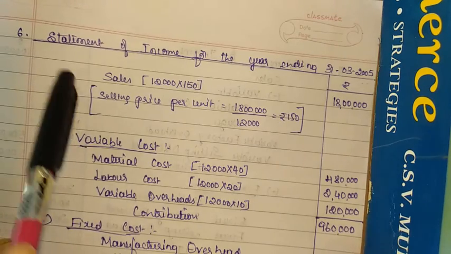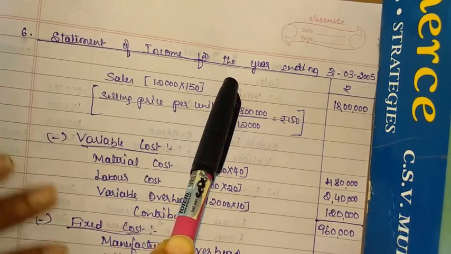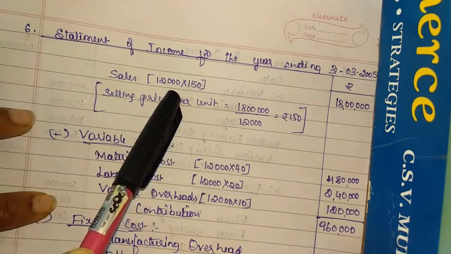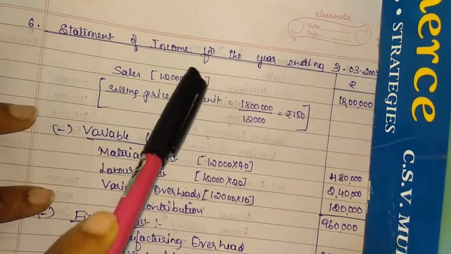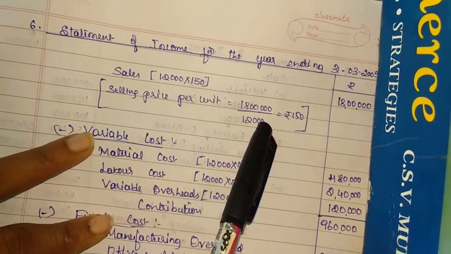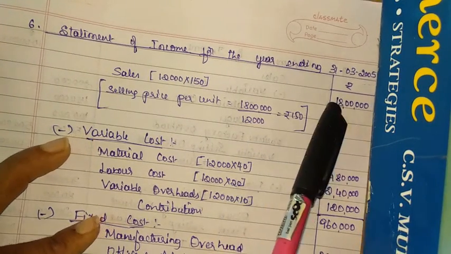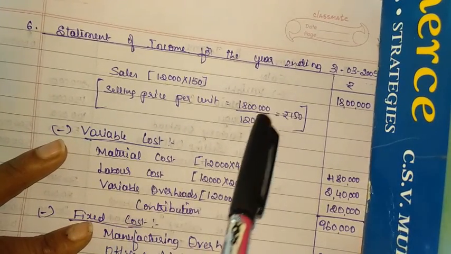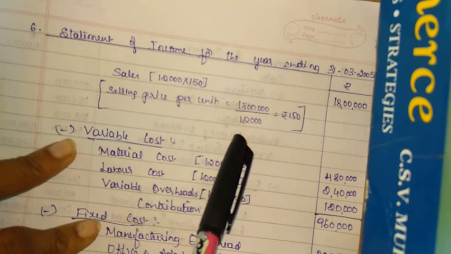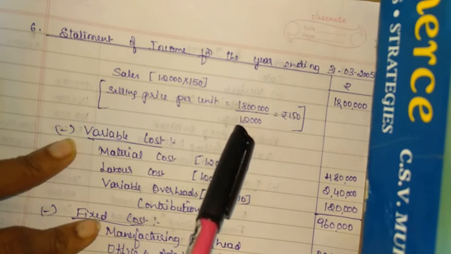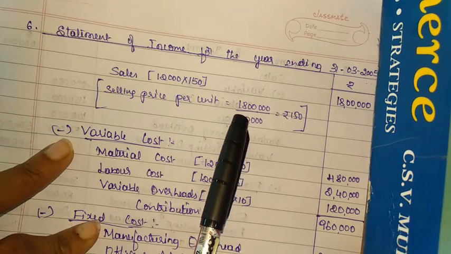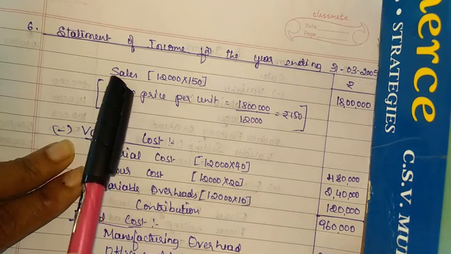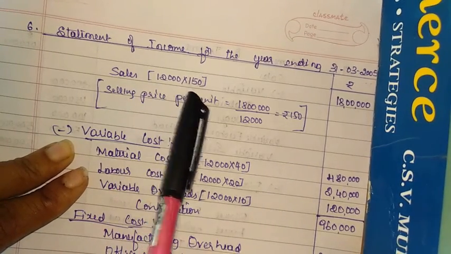Here is the solution. First we have to do statement of income for the purpose of calculating EBIT. Sales 12,000 units given in problem, but here per unit price, that is 150, is not given. So we have to calculate it. It is helpful to you to calculate selling price per unit. So how to calculate it? Total sales divided by total units sold. So total sales is 18 lakh divided by units sold is 12,000. So it is rupees 150. So selling price, sales is 12,000 into 150, it is 18 lakh.